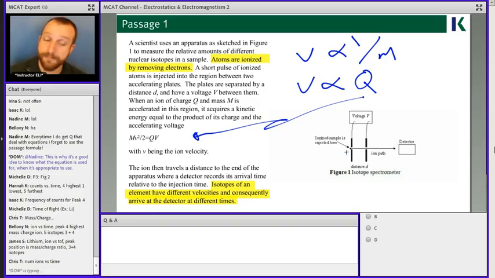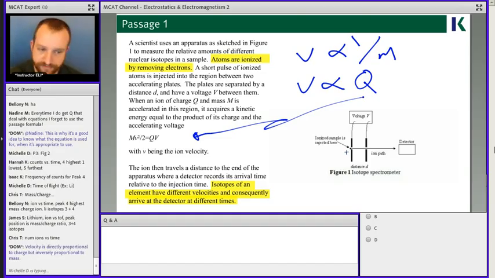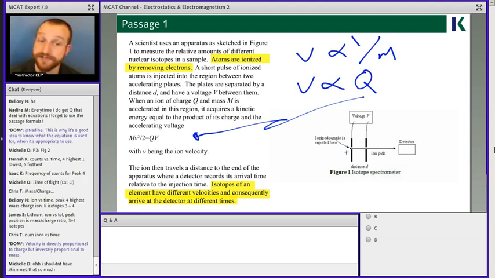This is what some of the best test takers do. When they get a formula or a relationship, they jot down what we actually know about it. If the charge was held constant and the voltage was held constant, then mass and velocity are inverse, like I have here at the top.